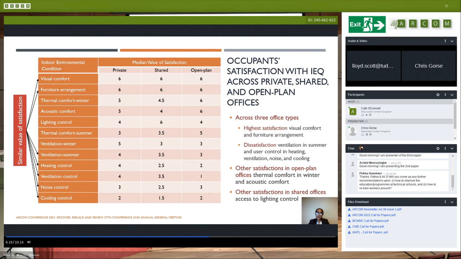In open plan offices, occupants were highly satisfied with thermal comfort in winter and acoustic comfort. However, in shared offices, occupants were highly satisfied with access to lighting control. Also, the occupants were not asked to mention the reason for their satisfaction level. Therefore, the reasons for these similarities and disparities are currently unknown.